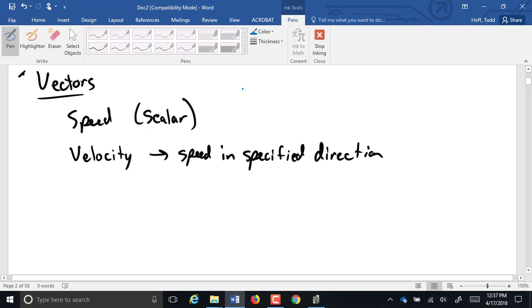So if you're going 55 miles per hour and then you turn and you continue going 55 miles per hour, your speed has not changed. You're still going 55 miles per hour. Probably changed for a little while when you were turning, but overall it hasn't changed. Your velocity, however, has changed because even though your speed is the same, the direction is different. So that is considered to be a different velocity.